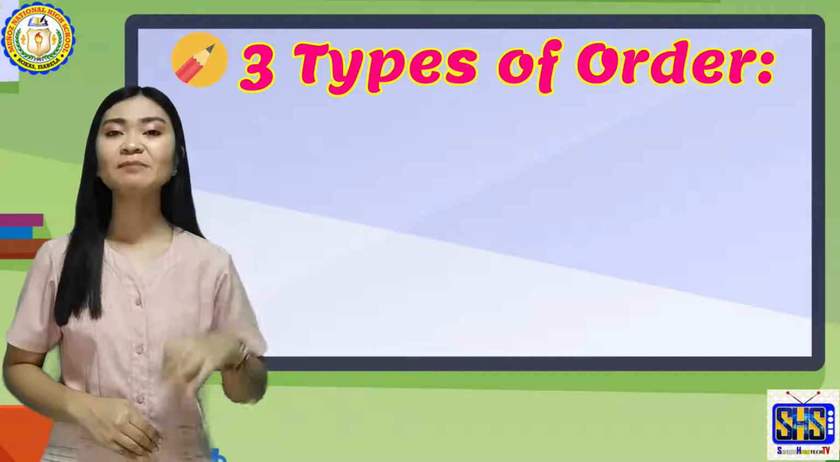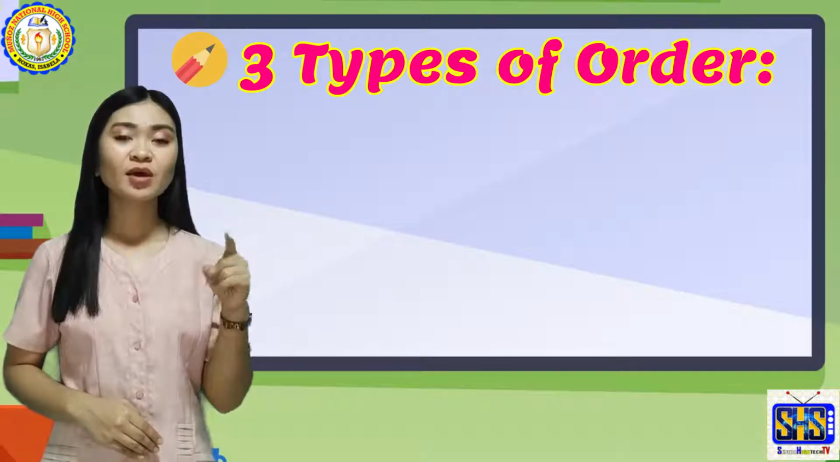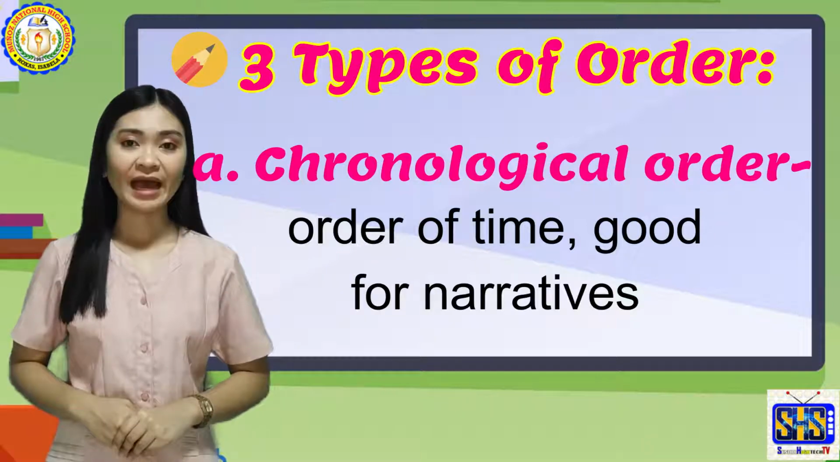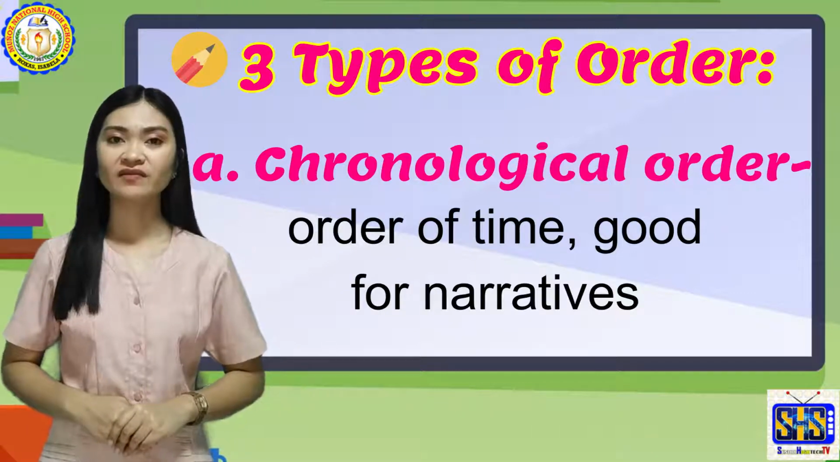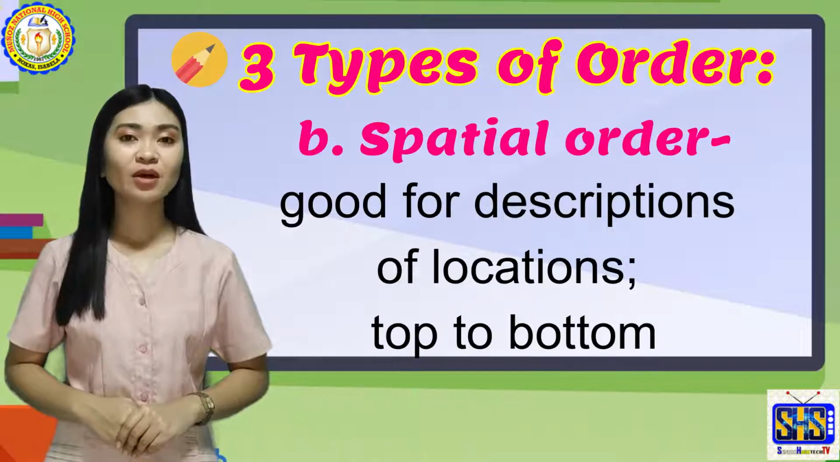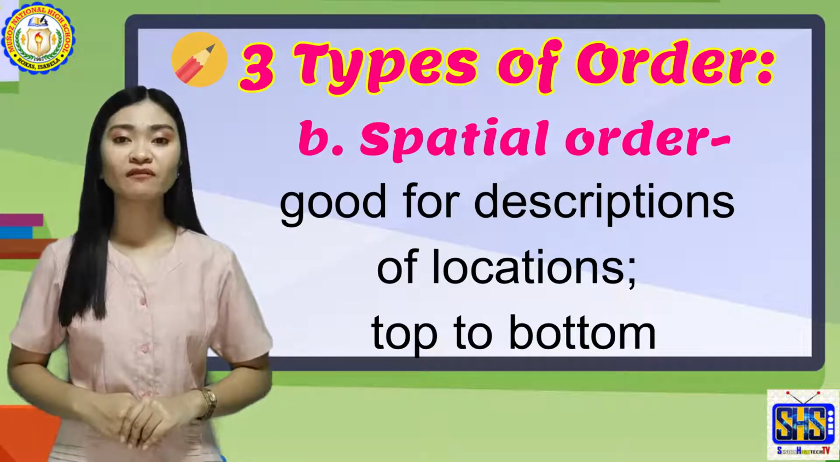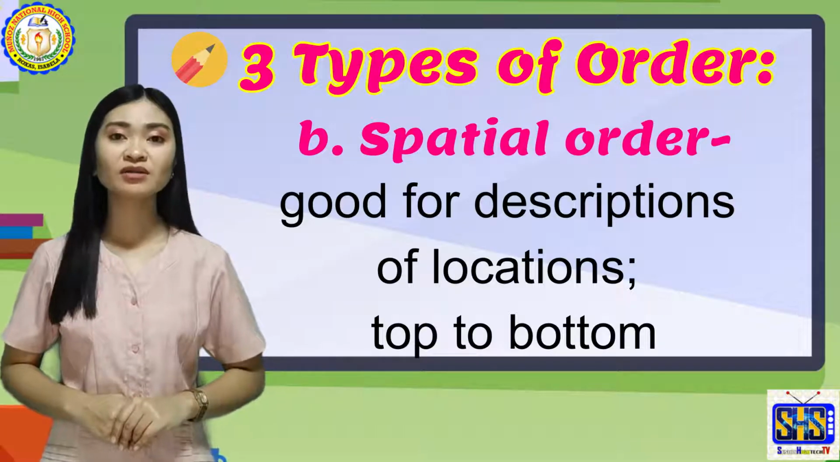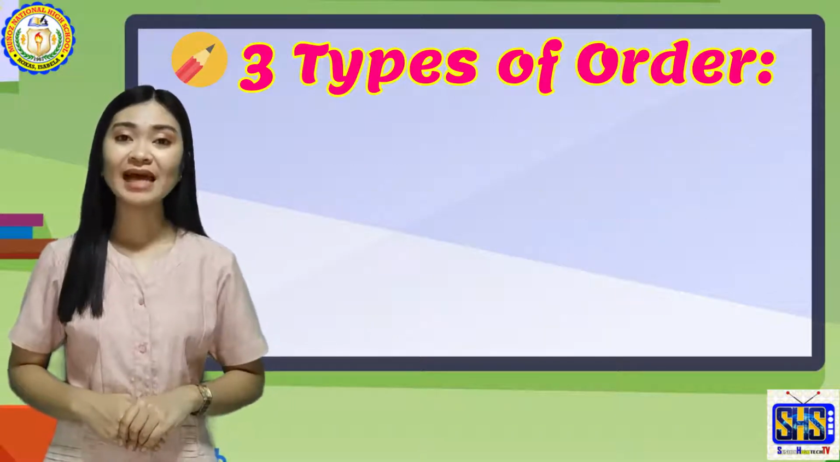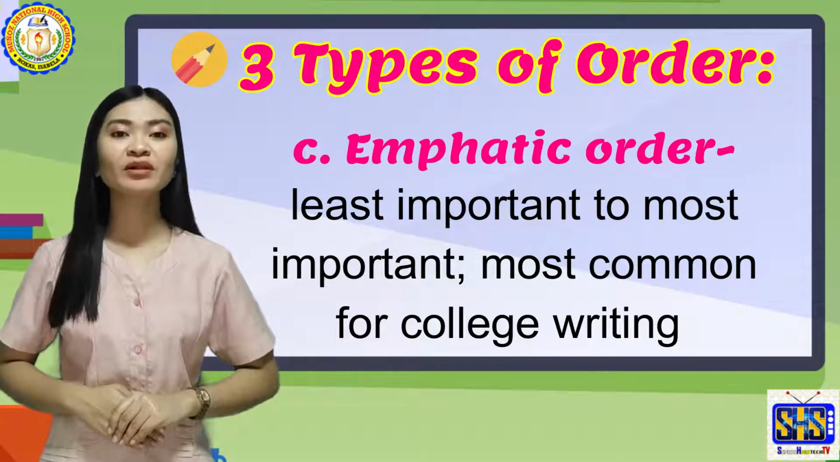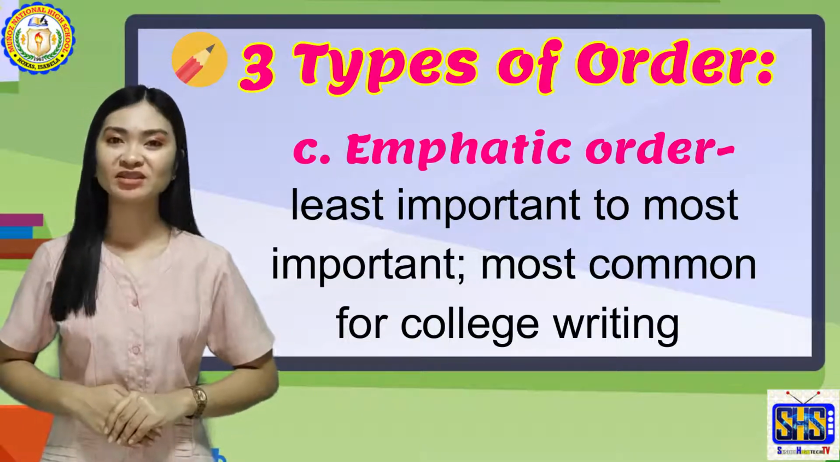We have three types of order. First, we have the chronological order. This is the order of time, good for narratives. Next, we have the spatial order. It is good for descriptions of locations, top to bottom, and others. Lastly, we have the emphatic order. For example, from least important to most important.